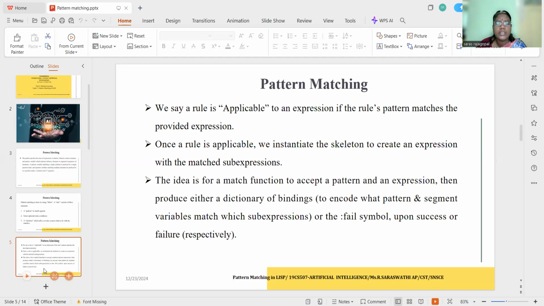The idea is for the match function to accept a pattern and an expression, then produce either a dictionary of bindings or the fail symbol, upon success or failure respectively. The bindings encode which pattern and segment variables match which sub-expressions.